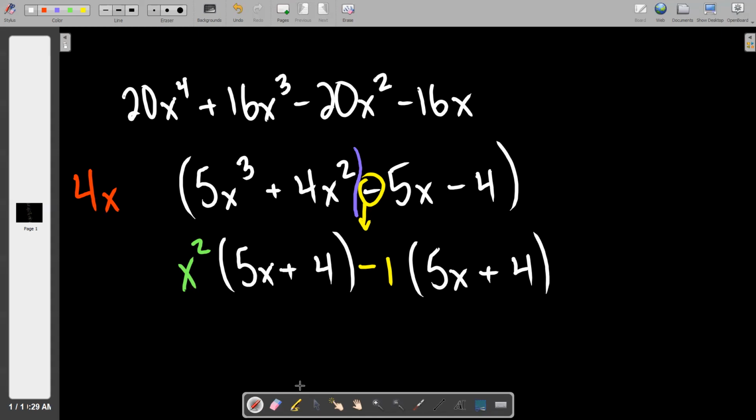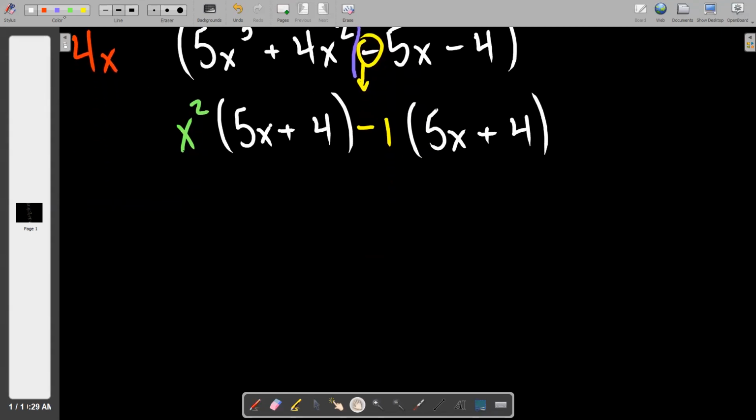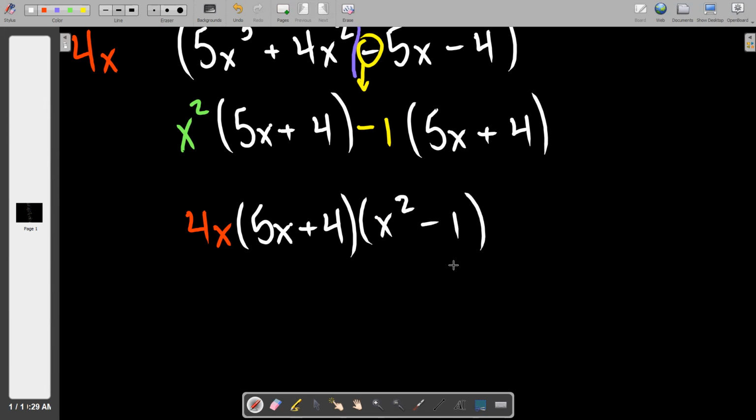And so then I reconstruct and I welcome Mr. GCF back and I say, hey, come on back. And then I build. Common thing is 5x plus 4. So he gets a single copy. And then the green and the yellow make up the, and are we done? No.